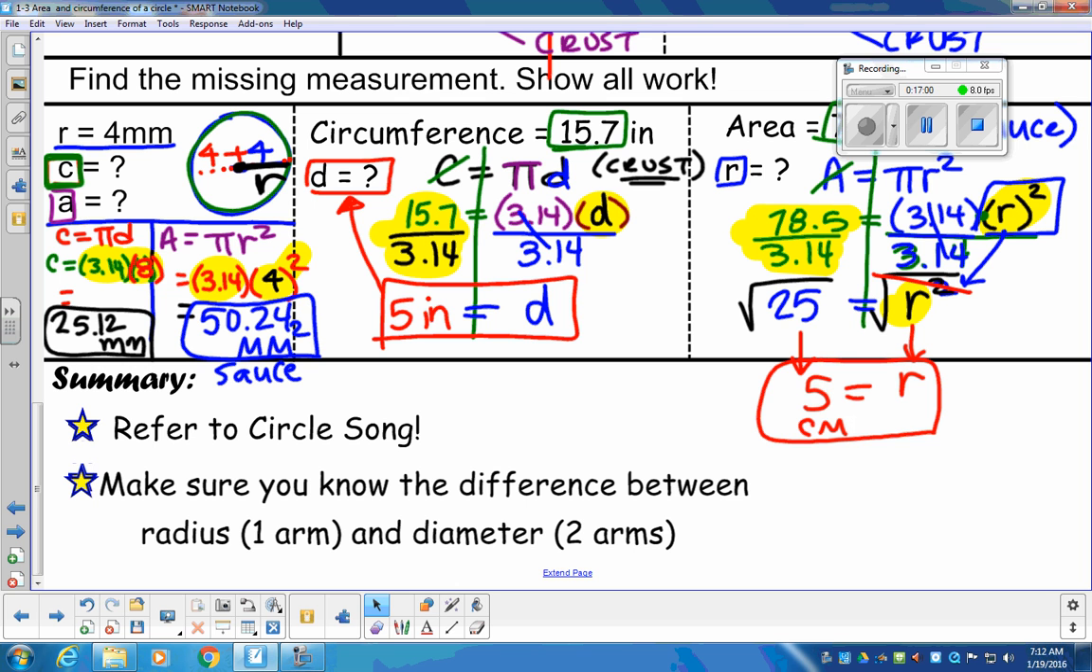All right, guys, so our homework for tonight is to finish page 2 and page 3 on area, circumference situations. Remember, circumference is crust, area is sauce.